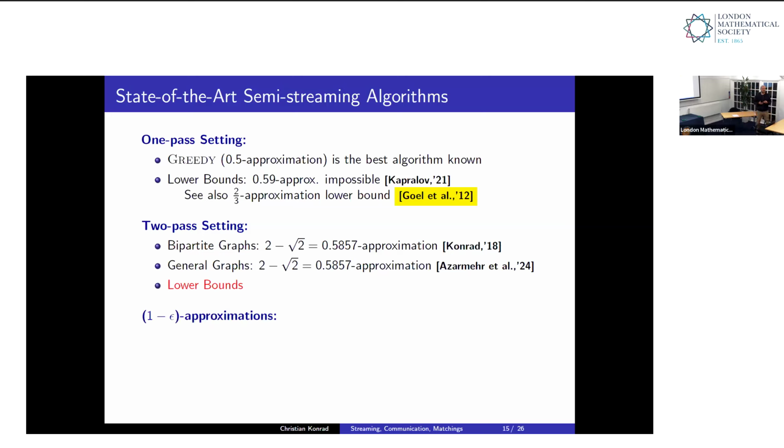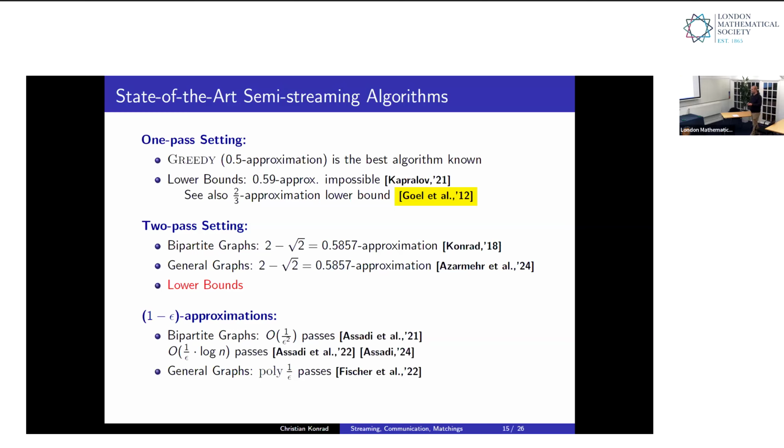But then the other question we could ask is not to fix the number of passes and ask what's the best approximation factor we can get, but rather we would like to have a 1 minus epsilon approximation. Well, the question is, how many passes do we need? For bipartite graphs, we know it's doable in 1/epsilon square or in 1/epsilon log n passes. And for general graphs, we also know by now that a polynomial number of passes in 1/epsilon is sufficient. So this is sort of the state of the art here.